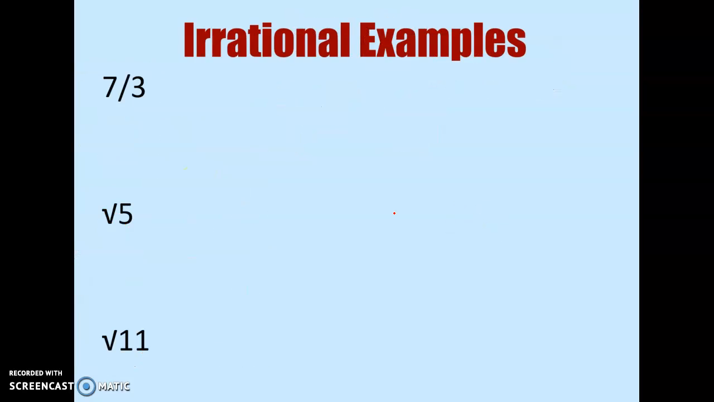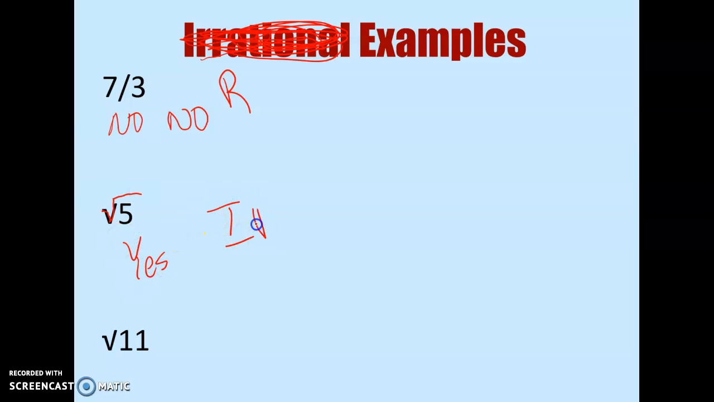Again, this one says irrational examples. I don't agree with that, all right? The reason being, what about 7/3? Do you see the pi symbol? No. Do you see the square root symbol? No. So it's rational. 7/3 is rational. So I don't agree with my title I have for this one. I apologize. What about the square root of 5? Do you see the square root? Sorry, this is a square root symbol, guys. Yes, we do. You said yes, so it's irrational.